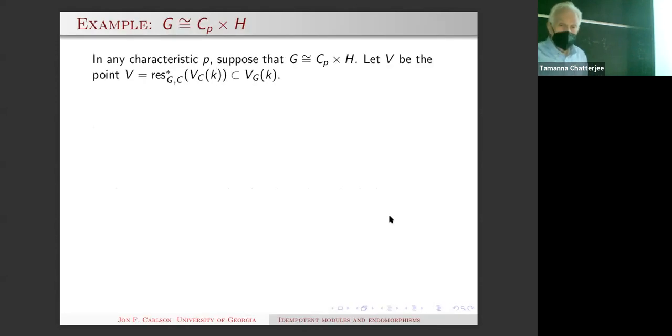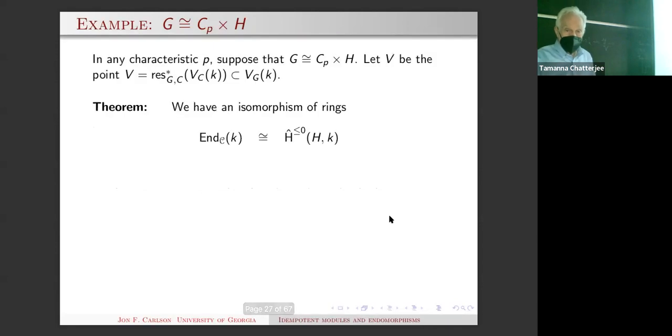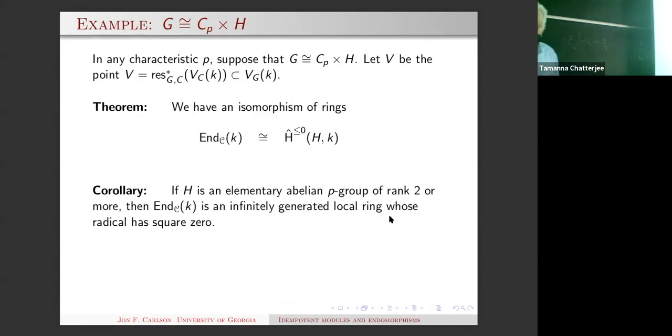All right. So here's what we've got. In characteristic P, we can do the same thing. You get this isomorphism of rings between the endomorphism ring of K and this negative Tate cohomology ring. Two consequences of this: if H is an elementary abelian P group of rank 2 or more, then this endomorphism ring is an infinitely generated local ring whose radical has square 0.